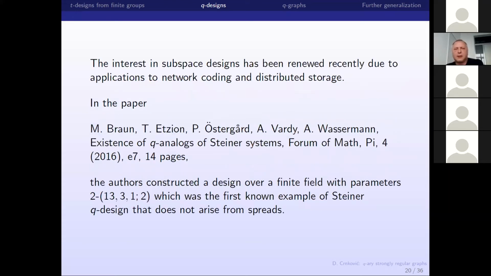And recently we have a very important result in that area. Michael Braun, Tuvi Etzion, Patric Östergård, Alexander Vardy, and Alfred Wassermann published the paper Existence of q-analogs of Steiner systems. This is actually the first example of a q-analog of a Steiner design that does not arise from spreads. It is still not known if a q-analog of the Fano plane exists.